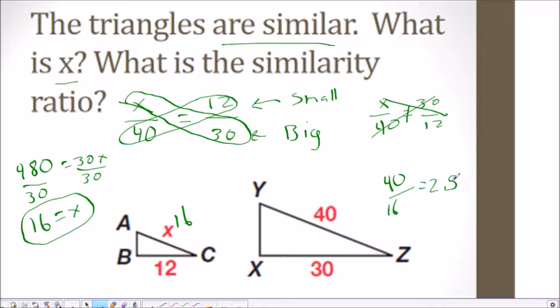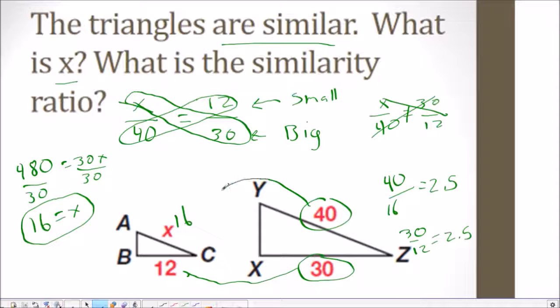And some people will ask, but wait, what if I hadn't picked 40? What if I had picked 30 and I had picked 12? Well, guess what, guys? That's also 2.5. So it doesn't matter which one you pick, but if you pick 30, you need to pick the corresponding side to 30. If you pick 40, you need to pick the corresponding side to 40. So now we've answered the question, and I'm going to label that as SR for similarity ratio. So check similarity ratio, and we found x. We have answered our prompts, and we're moving on.